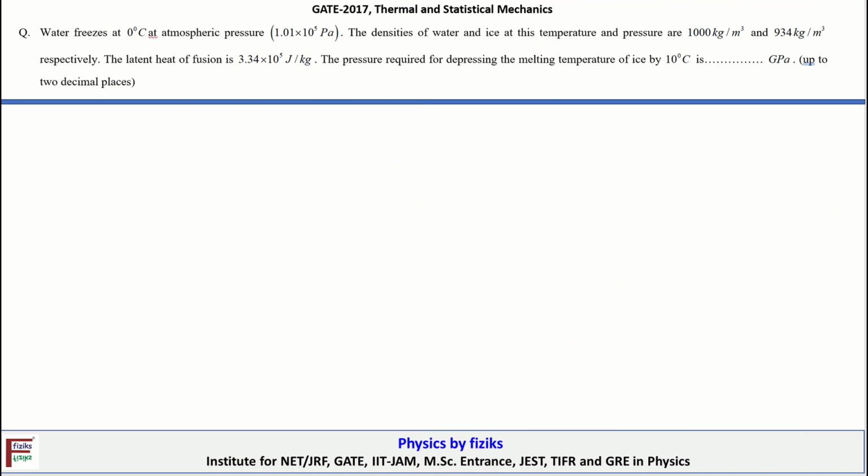So let's continue with the next problem. The statement is: water freezes at 0 degrees Celsius at atmospheric pressure. So we are given the data: the pressure at which water freezes, P1, is equal to 1.01 into 10 power 5 Pascal. The densities of water and ice at this temperature and pressure are given to us.